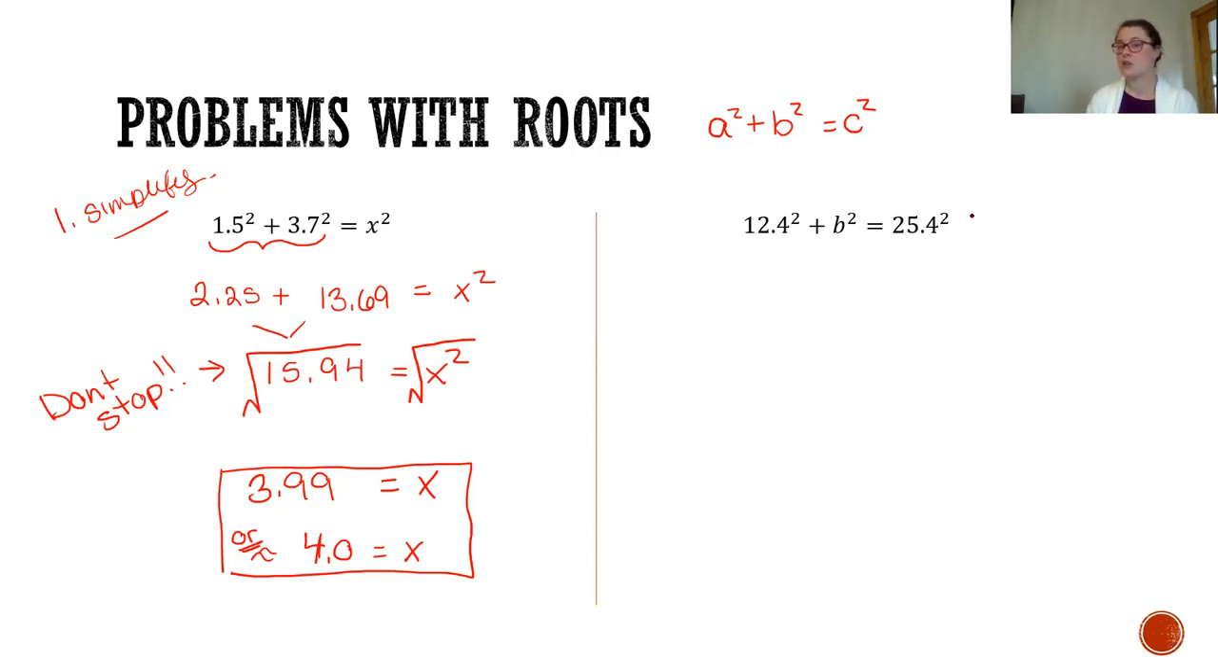We're going to do the same thing over on this side. We'll simplify it, and then we'll do some rearranging, but this time we're solving for b. So 12.4, we're going to square it. So 153.76 plus b squared equals 25.4 squared will leave us with 645.16. Now I've kept lots of extra decimals as I'm going through, and that's going to leave us with a more precise answer. We should do that. Keep extra decimals as you're calculating, and then we'll round at the end.